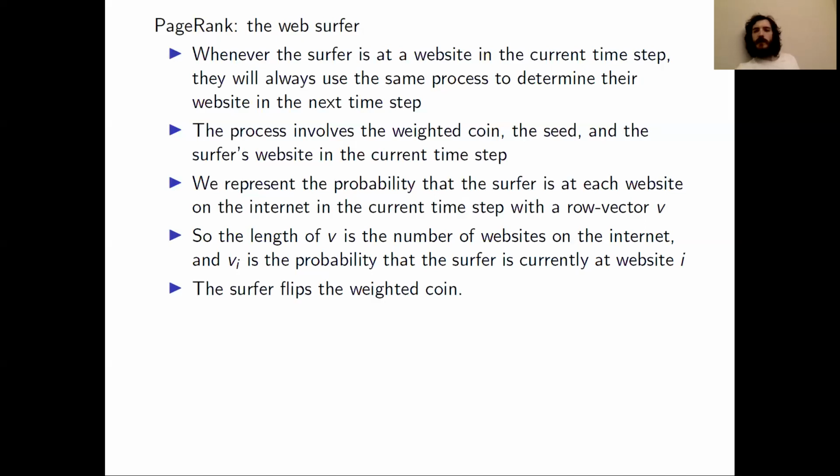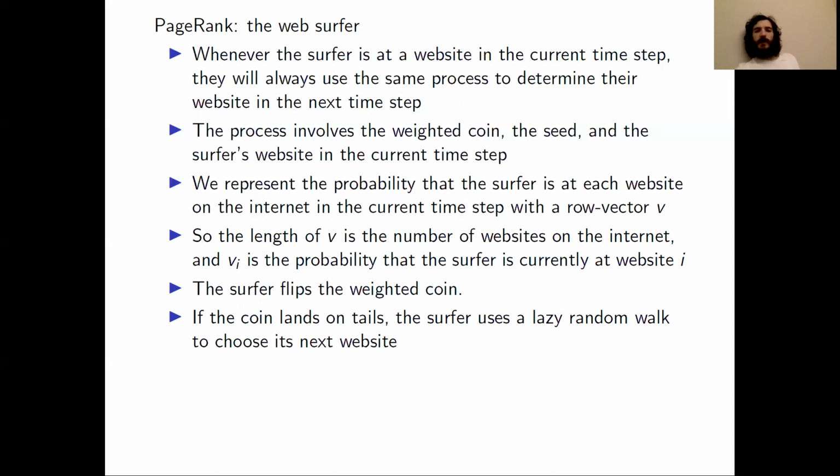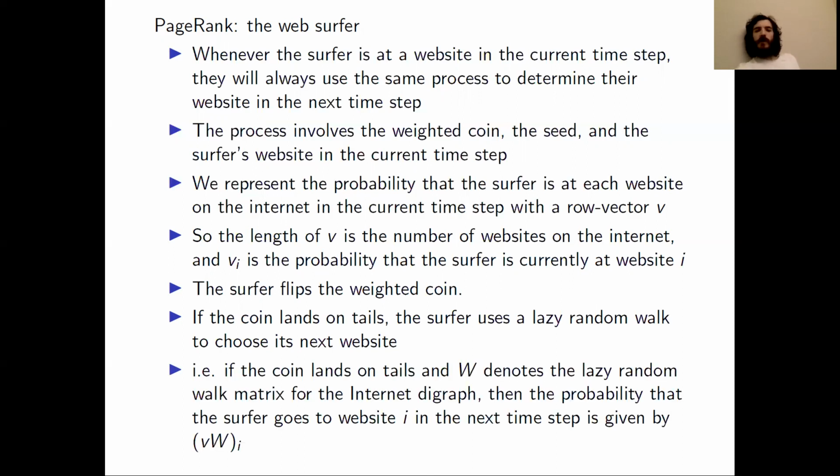So the process that the surfer is going to use is they're going to flip that weighted coin, and the coin will either land on heads or tails. If it lands on tails, the surfer will use a lazy random walk to figure out its next website. So in other words, if the coin lands on tails, and v is the vector of probabilities for each of the websites at the current time step, then the probability that the surfer will go to website i in the next time step is just going to be the ith entry of v times W.